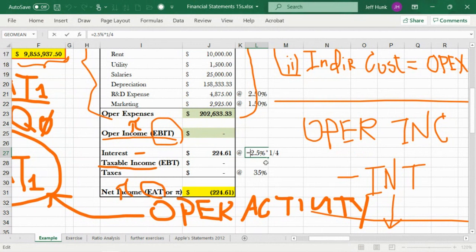I just assumed annually it was 2.5%. Why did I divide it by 4? Because all the statements are basically quarterly, right? Keep in mind, all businesses update their statements quarterly, and they have to release this information quarterly. Especially publicly traded companies are obligated to release this information quarterly.